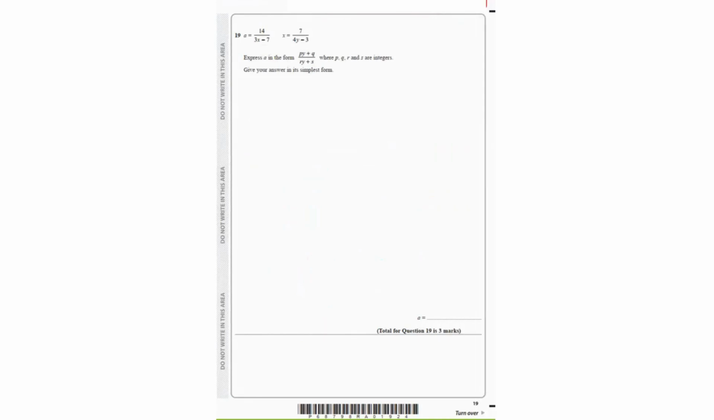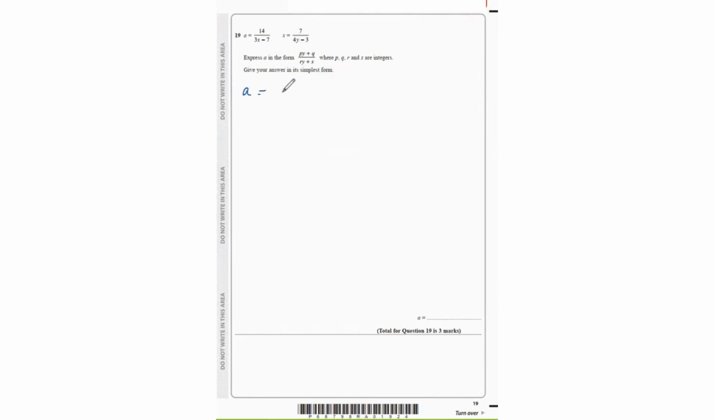Then this one says A equals 14 over 3x minus 7 and x equals 7 over 4y minus 3. Express A in the form of Py plus Q over Ry plus S, where P, Q, R, and S are integers. Give your answer in simplest form. So x is 7 over 4y minus 3.